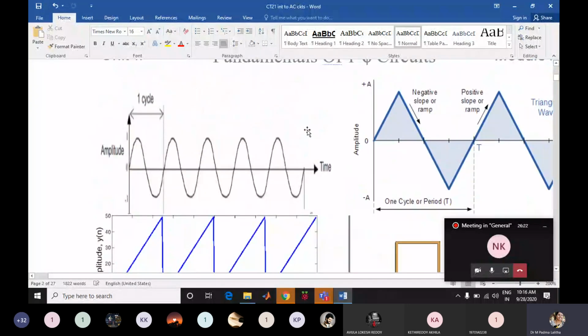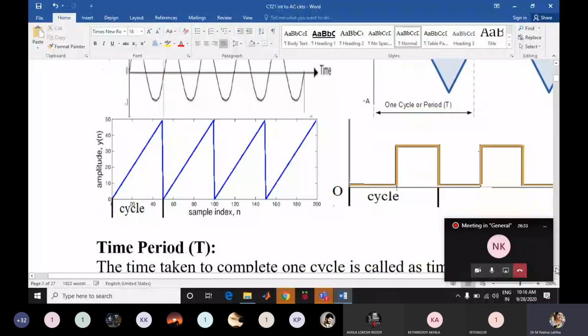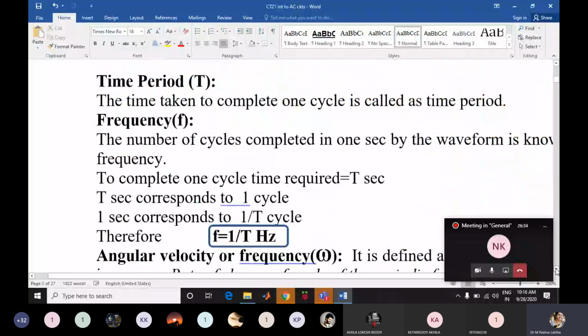Similarly, if you see here, this is 2 pi. To complete one cycle, it is taking 2 pi radians. So the time taken to complete one cycle is known as the time period.